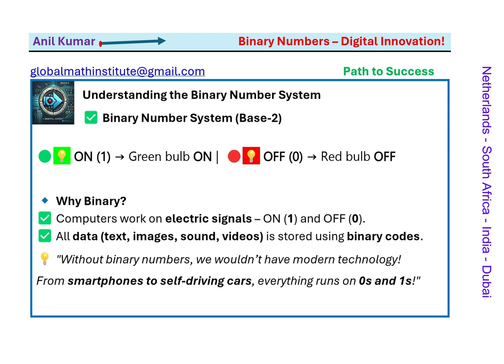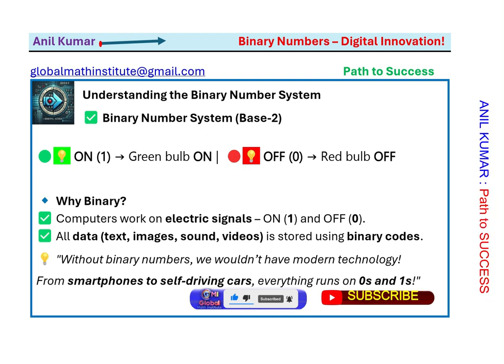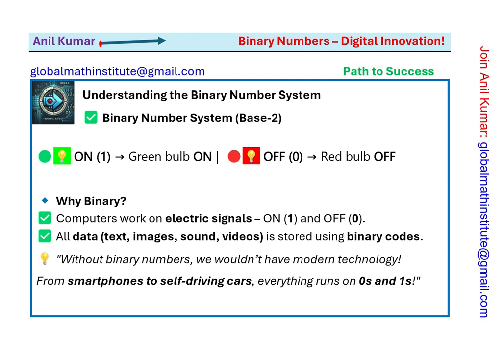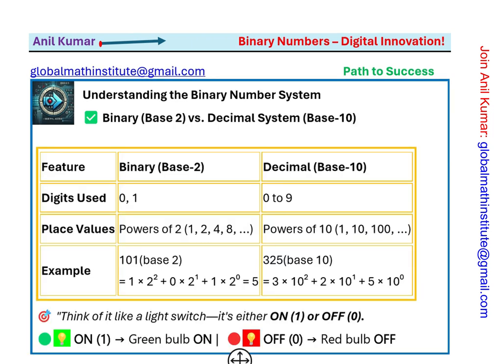So, one means on, that switches on, and off is the state when it is zero. All data, whether it is text, images, sounds, or videos, is stored using binary codes in computers, right? Now, without binary numbers, we won't have modern technology. Remember that part, right? From smartphones to self driving cars, everything runs on zeros and ones. Perfect. And you've seen how effective zeros and ones are.